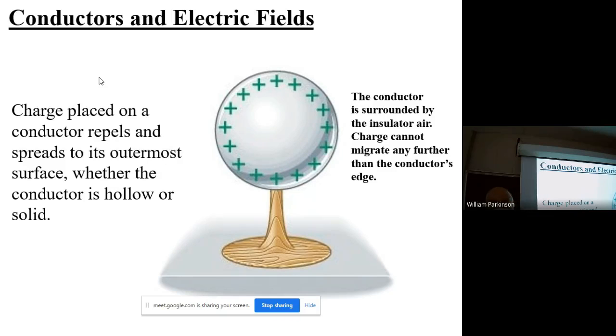So not only is the air an insulator outside the upper surface of the conductor, the brown looking thing on the bottom of the conducting material is also an insulator, which doesn't allow the charge to continue to migrate to the, as electricians like to call it, ground. We won't ground the object and allow the charge to get away from this conductor. Okay, so the charge then is piled up on the outer edge.